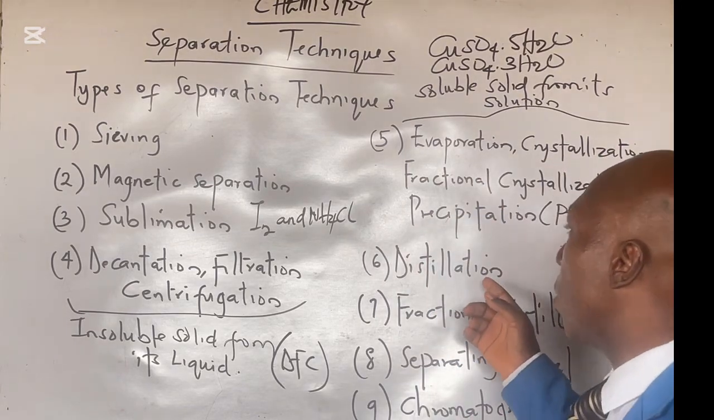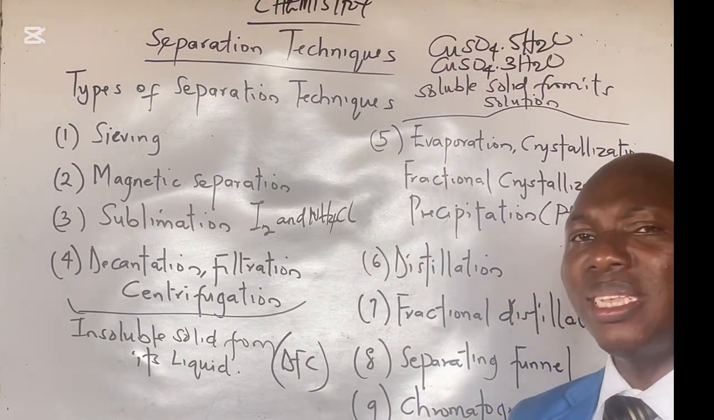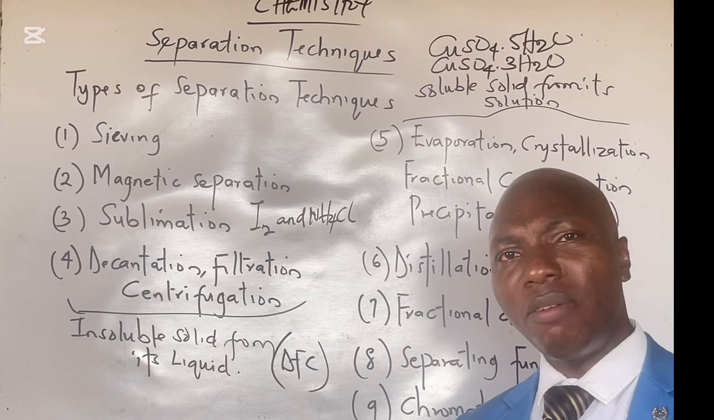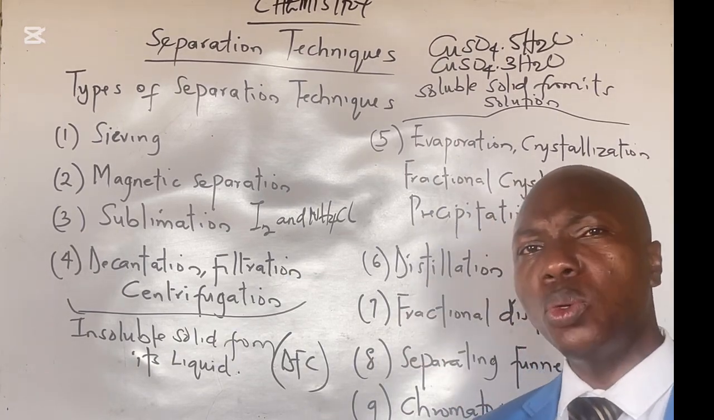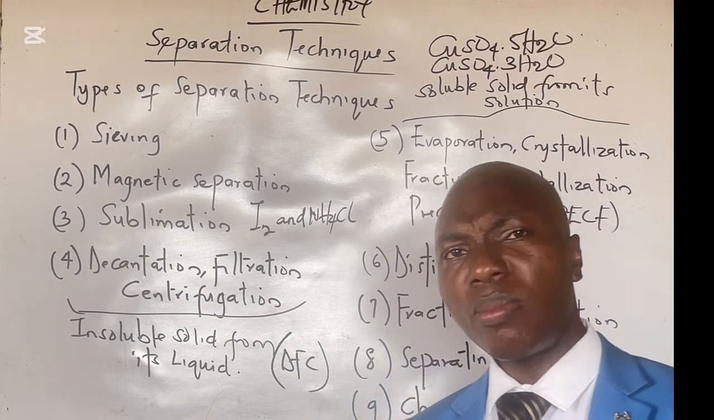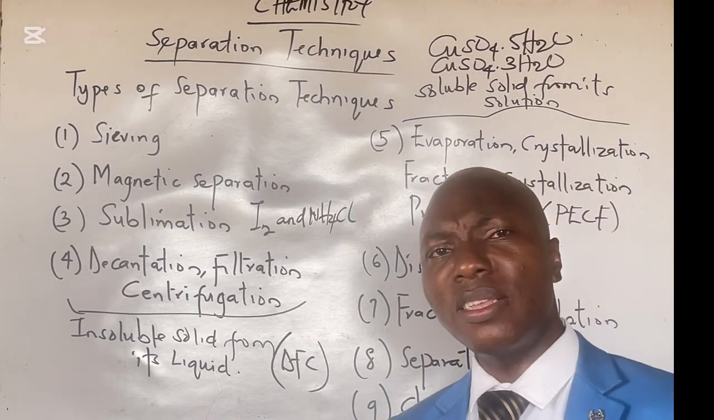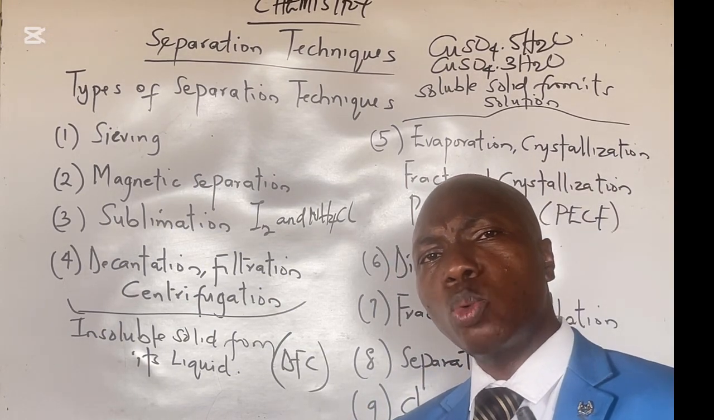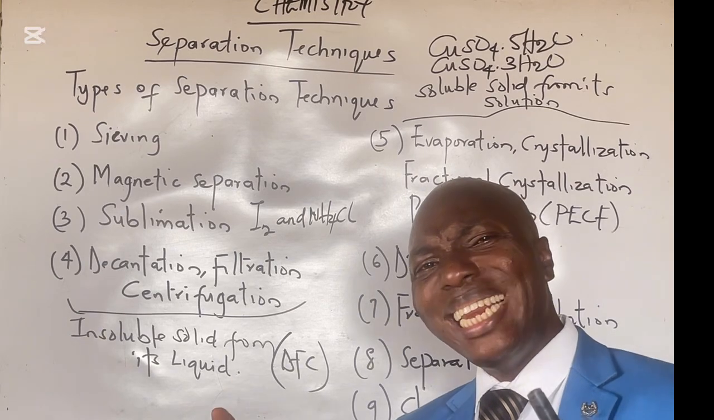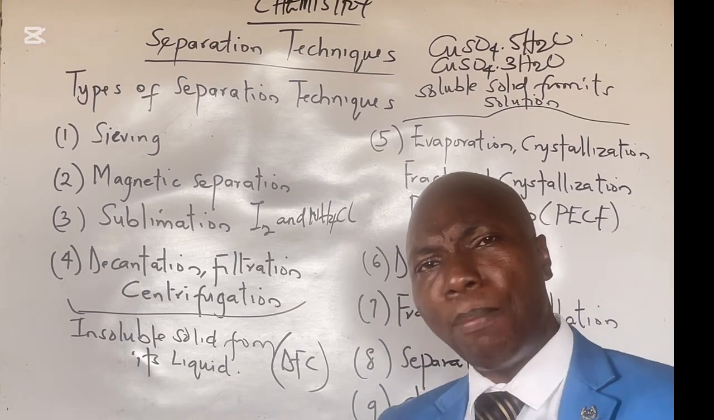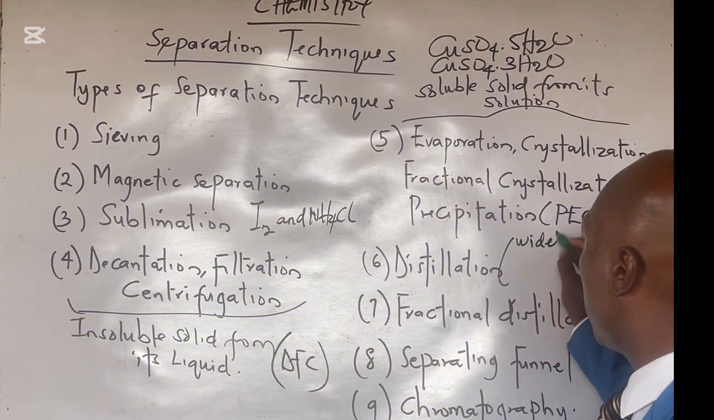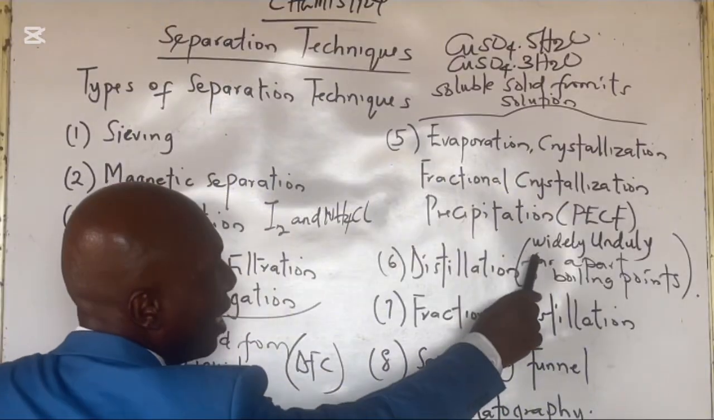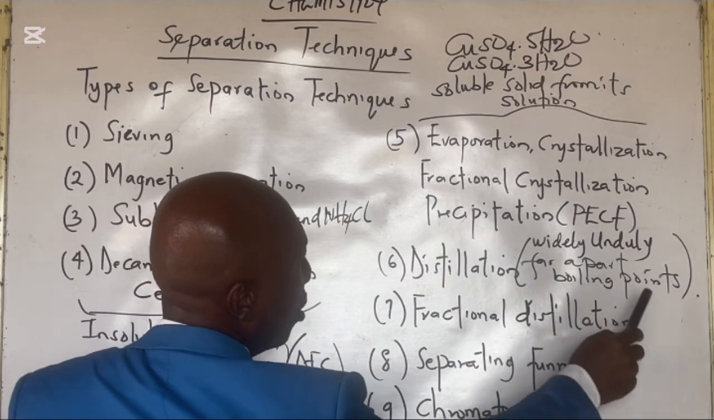Then we have what we call distillation. Distillation is used to separate solvent from their solution. And this is used in processes where we have substances which have widely undulate, far apart boiling points. Look at the word I'm using: widely undulate, far apart boiling points.